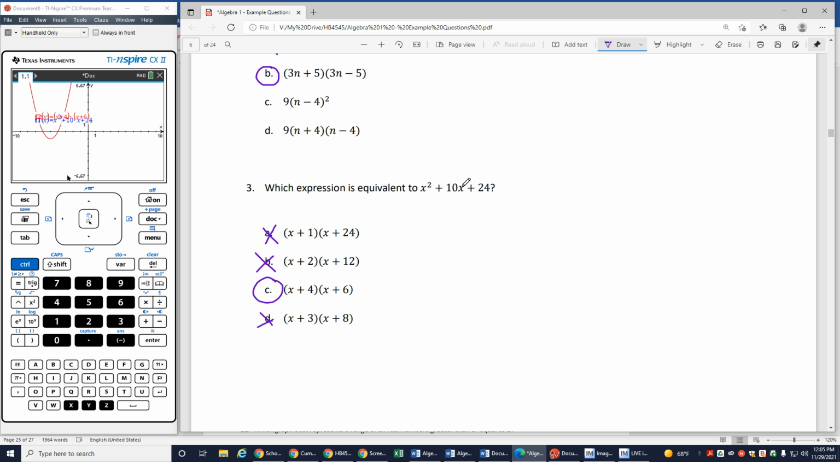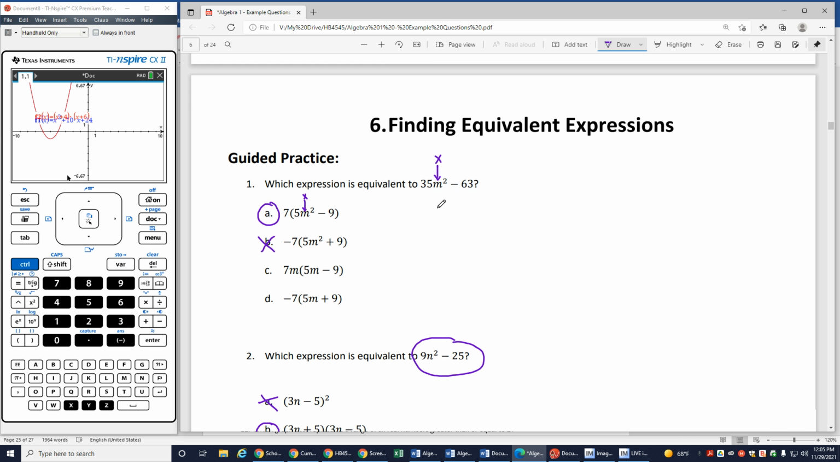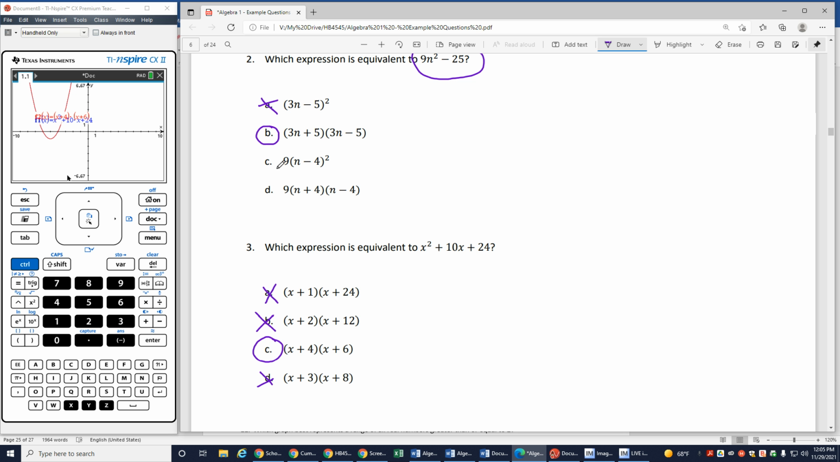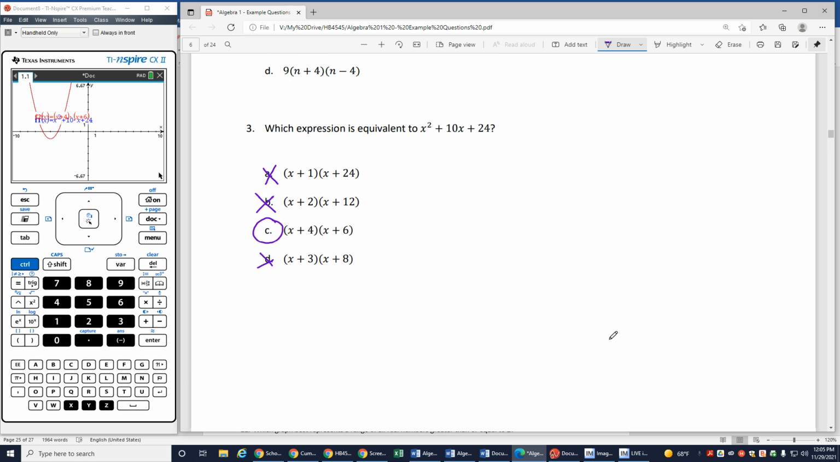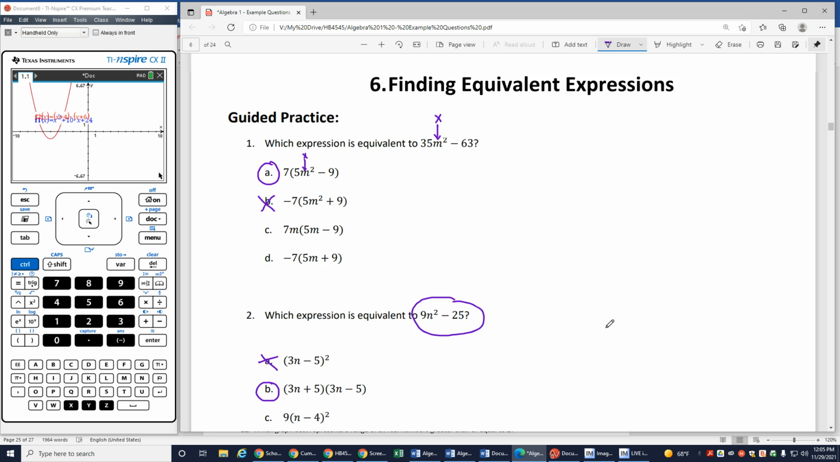Okay, so again, anytime you're having to factor something and you don't remember how to factor these different expressions to find the equivalent ones, you can use your graphing function on your calculator to help you eliminate the wrong answer choices. Okay, so there were 3 practice problems.